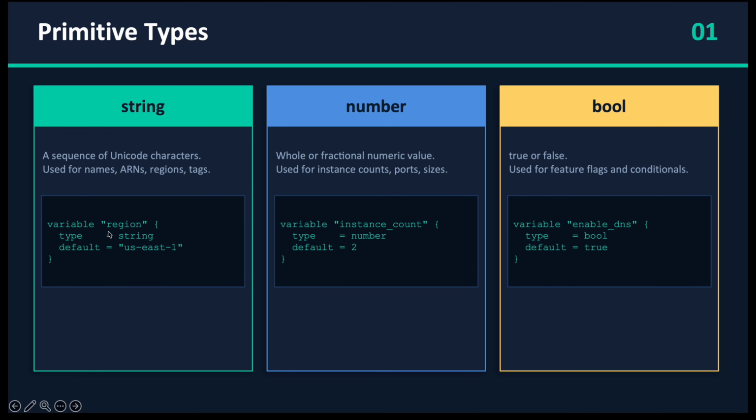So how do you define a variable? You give the variable name, then the type will be string here. You have to use the keyword string. Then you can give some default value in double quotes.